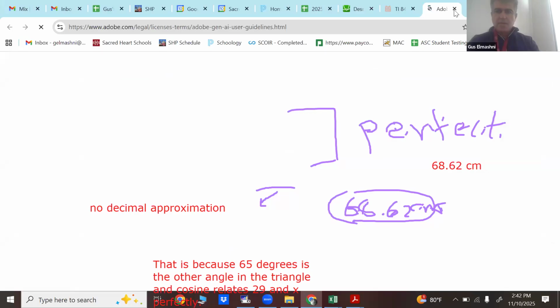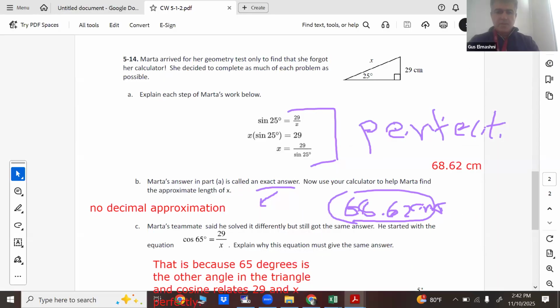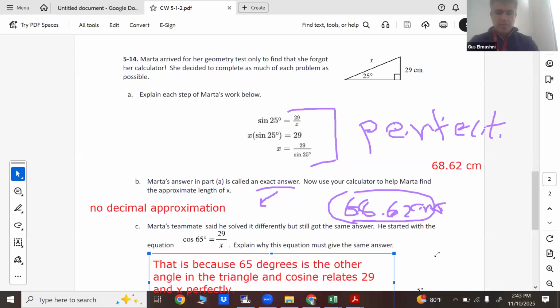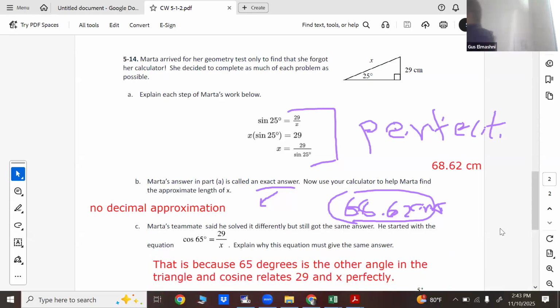Yeah, that's because 65 degrees is the other angle of the triangle, and it relates 29 perfectly. Remember, equations are relationships. That's all they ever are. How do we understand a relationship? However it's defined. Sine is defined as opposite over hypotenuse. Cosine is defined as base over hypotenuse. Tangent is defined as opposite over base. That is how it's defined. That's what we need to go with. So that's why that would still get the same answer.